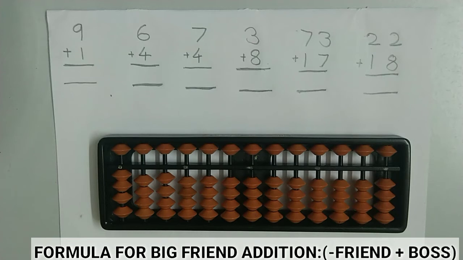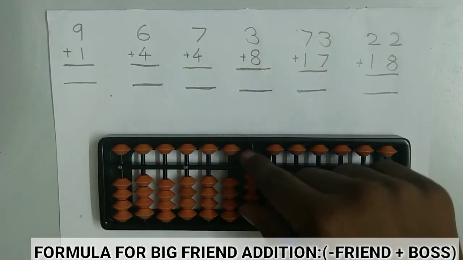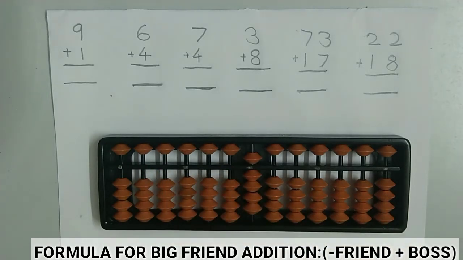Let's try the first example, which is 9 plus 1. First we have to represent 9 on the abacus. And now we have to add 1. We have to always take the friend of the second number and not the first number. The friend of 1 is 9.